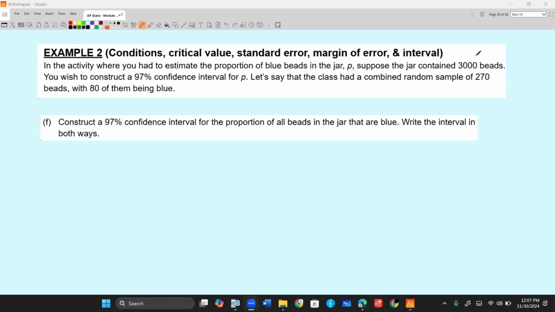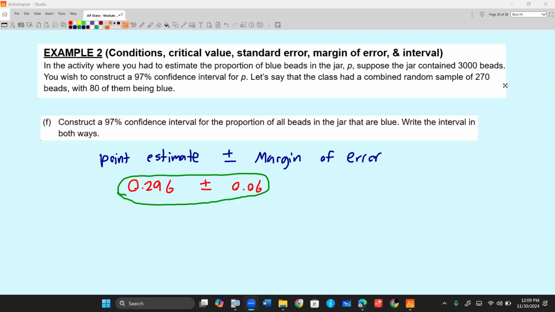Finally, part F, construct a 97% confidence interval for the proportion of all beads in the jar that are blue. Write the interval in both ways. We've done all the work, we just have to put it together. Remember, a confidence interval is our point estimate plus or minus your margin of error. And using our 0.296 and 0.06, we can simply write 0.296 plus or minus 0.06.